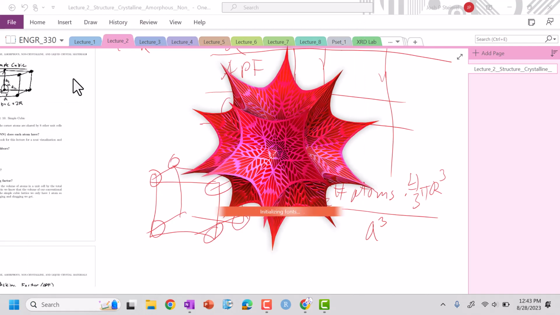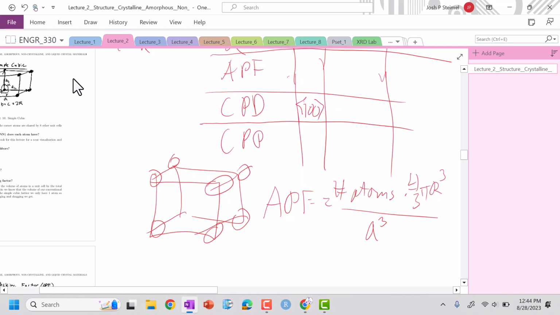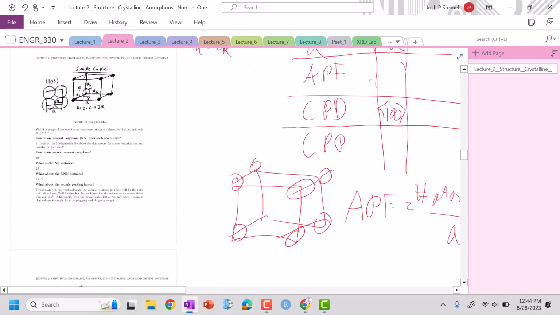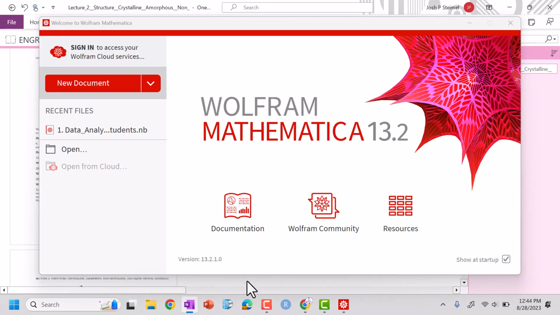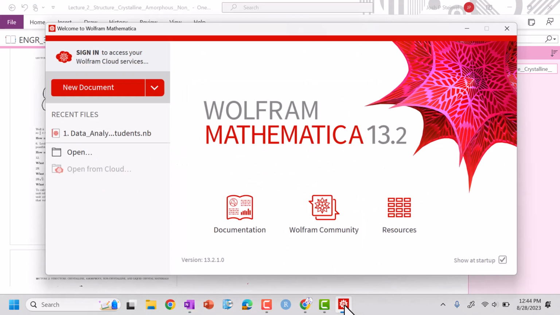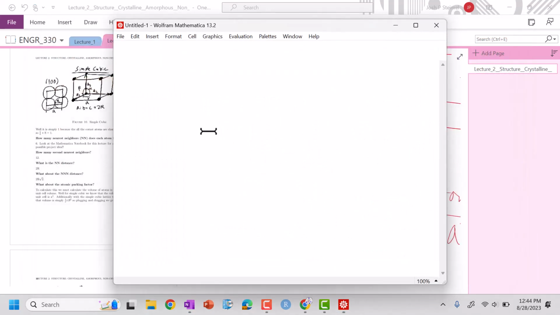Waiting for Mathematica to do its thing. And again, if we have atoms of all the same size, the largest atomic packing factor should be 0.74. And if we hit this magic number, we can call that a close packed system, a close packed unit cell.